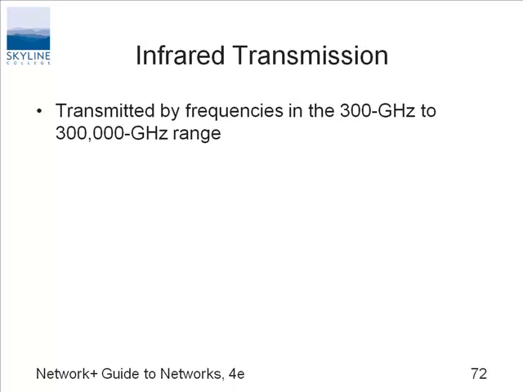Infrared we talked about briefly, and that's how much we're going to talk about it. Frequencies 300 gig to 300,000 gigahertz. That's a pretty high frequency, isn't it? What was the rule about the higher the frequency? How did frequency and range relate? Higher the frequency, the shorter the range. These are not long-range devices.